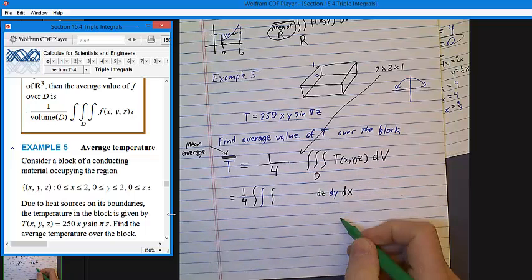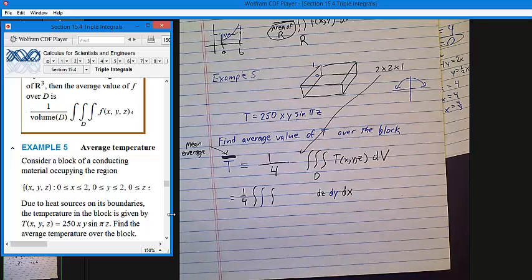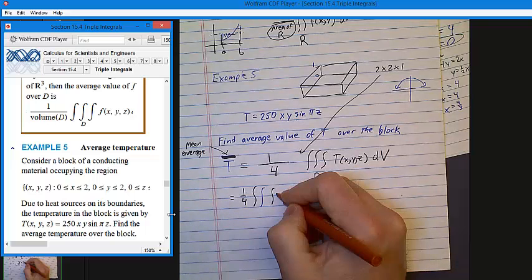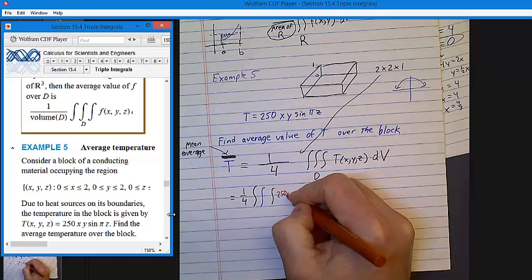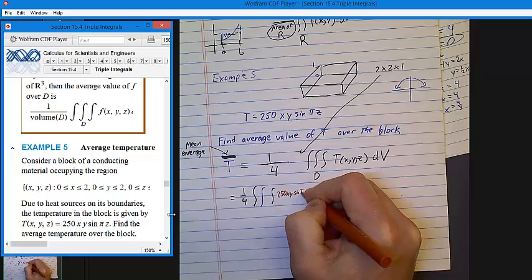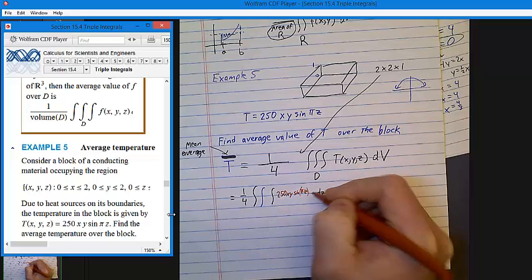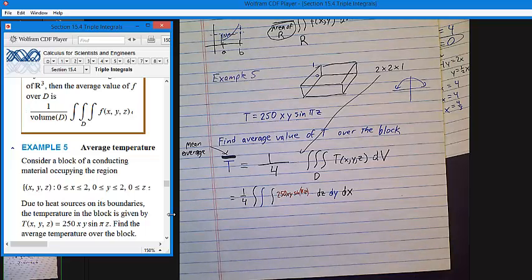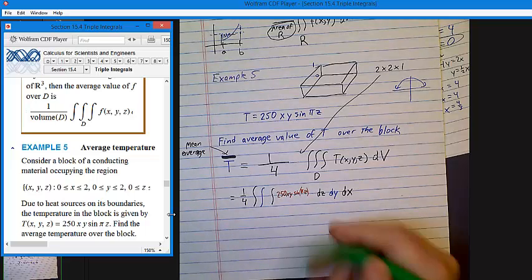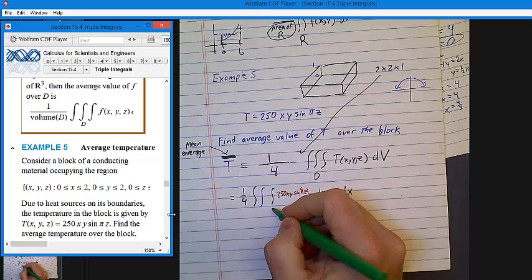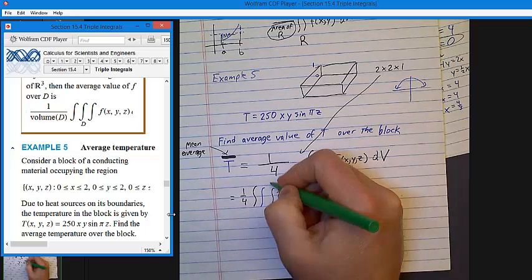And again, what am I integrating? I'm integrating 250xy sine of pi z. Okay, so we're integrating from 0 to 1 dz.